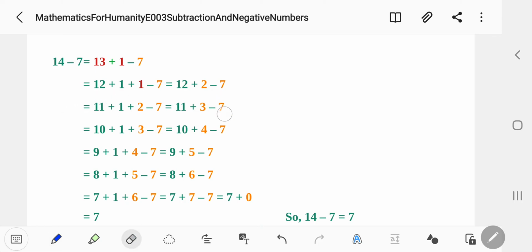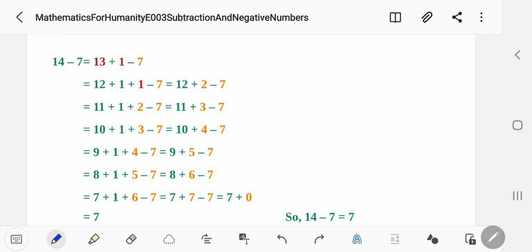Then, when you go down to 10, when you break 11, you will have 11 as 10 plus 1. And then 1 plus 3 is equal to 4. And of course 7 is retained here. So if you go through the process until you reach 7 minus 7 here, which means 0, then you'll get the answer of 14 minus 7 equals 7.